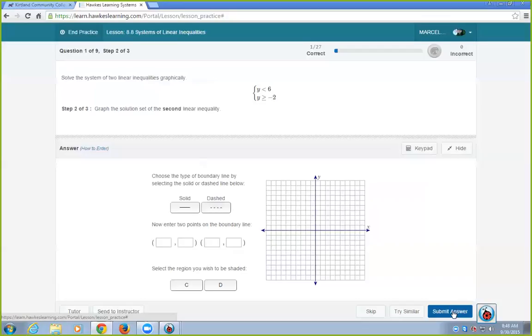Then we're going to look at the second equation. It says graph the solution set for the second linear equation. And is it dashed or solid? Solid. A point, because it's a flat line at a -2, that means every y is going to be a -2. Every x can be whatever it wants to be.